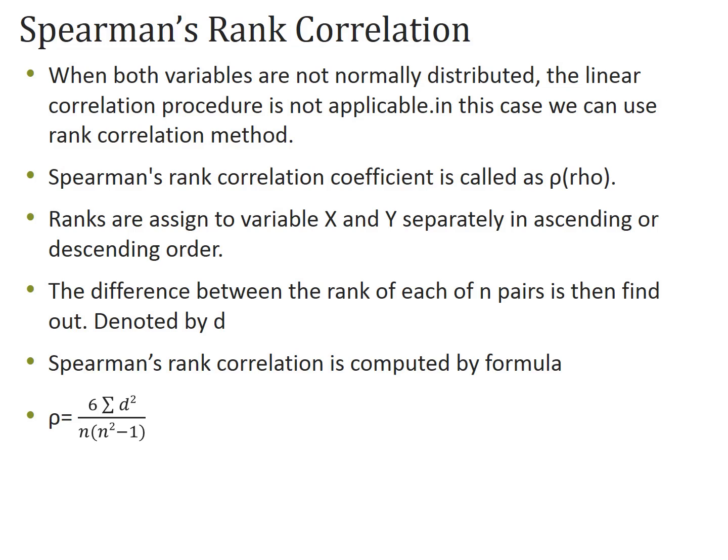Spearman's rank correlation is calculated by the formula rho is equal to 6 into summation of d square upon n into n square minus 1.